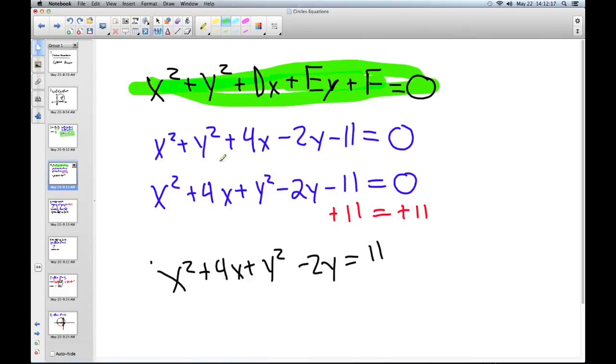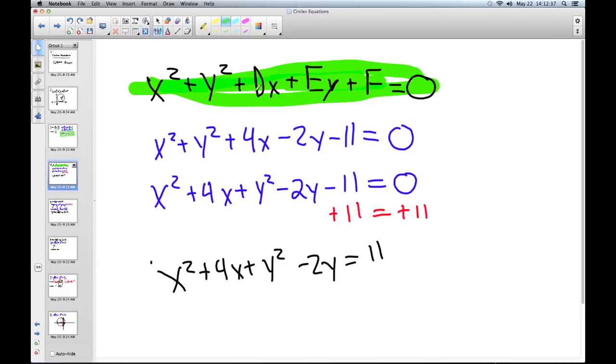And so what we have going on is that sometimes they just give us a general equation such as x² + y² + 4x − 2y − 11 = 0. Sometimes they give us that and we have to turn it back into standard form so we can figure out the circle. We can graph it if we need to.